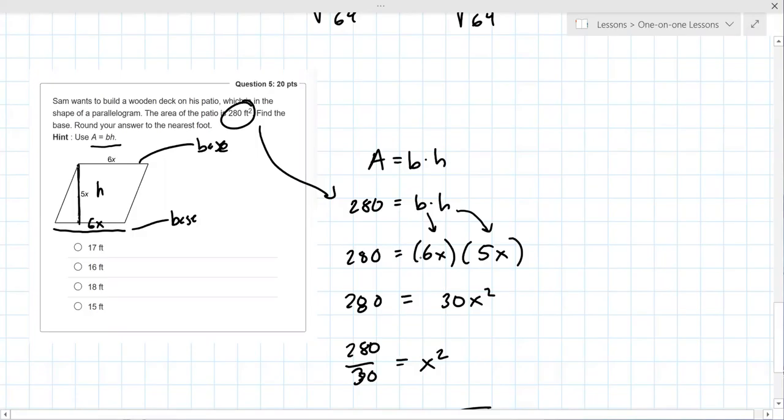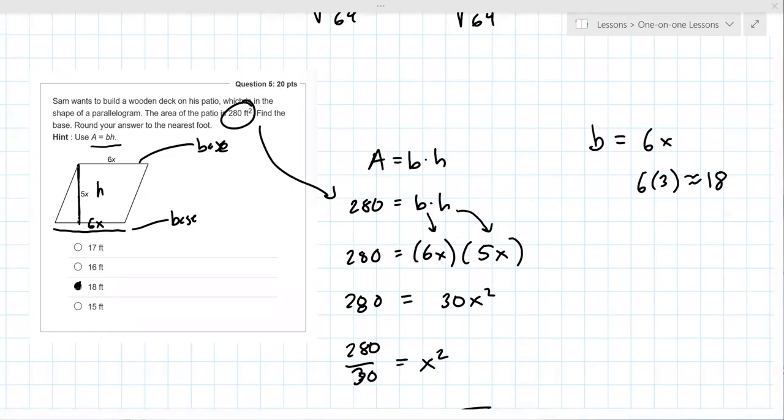Now, what is it asking you to find? Find the base. So I have to put that 3 back into 6x. Exactly. I get 18. So my 18 times 5 is... Why are you multiplying it by 5? What is the base? 18. Yeah, it's 6x, and you said x is about 3. So 6 times about 3 is about 18. 18 feet.